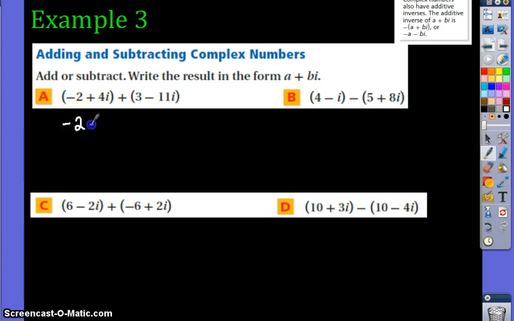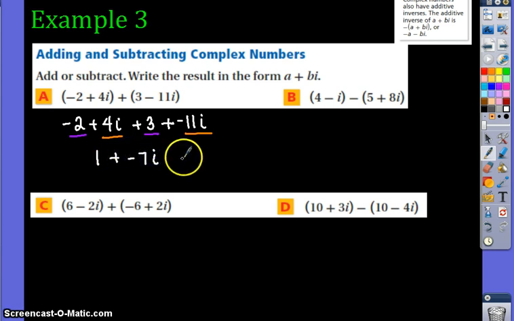All right, so really this is going to be a negative 2 plus a 4i, and then it's a positive here, so we'll just say plus 3. And then I'm going to change it to plus a negative 11i, just because I always like to rewrite subtraction as addition. So now we would want to combine our like terms. Here are our real parts. Here are our imaginary parts. So when we combine our real parts, negative 2 plus 3, that's going to be a positive 1. And then a 4i and a negative 11i, that would be plus a negative 7i, or if you want to clean that up a little bit, 1 minus 7i.